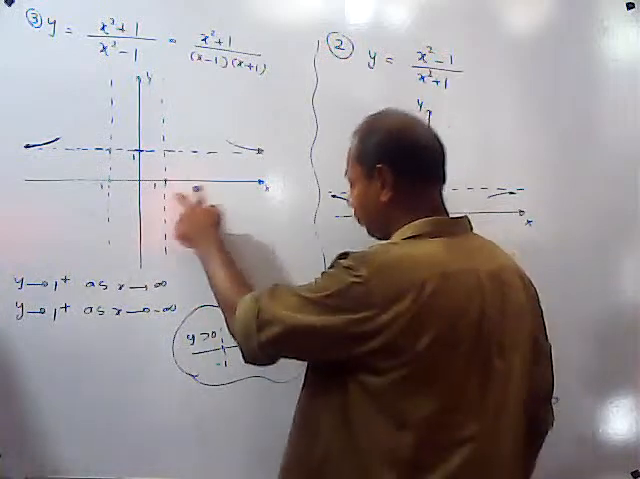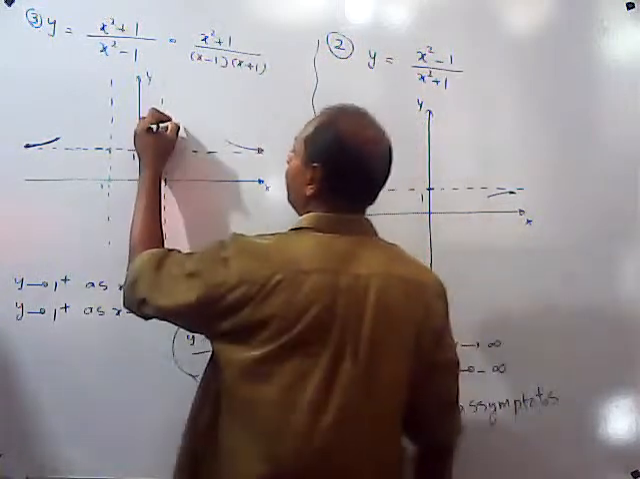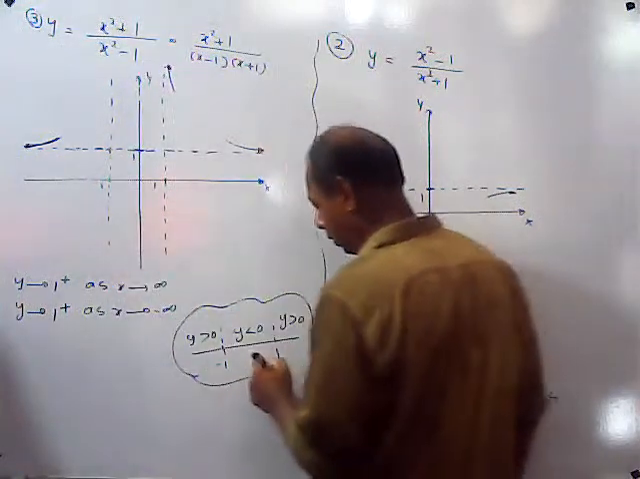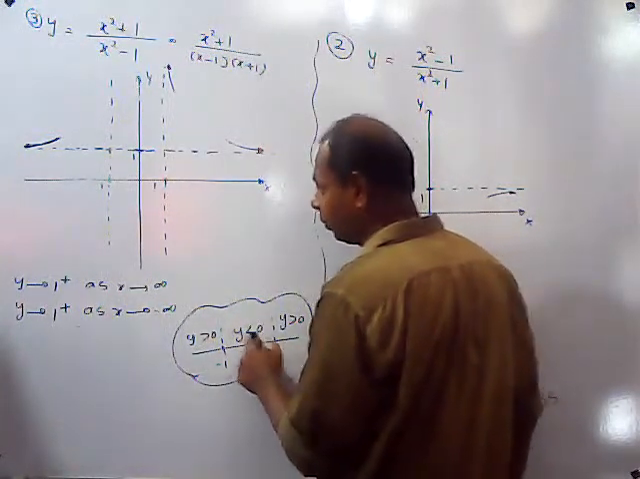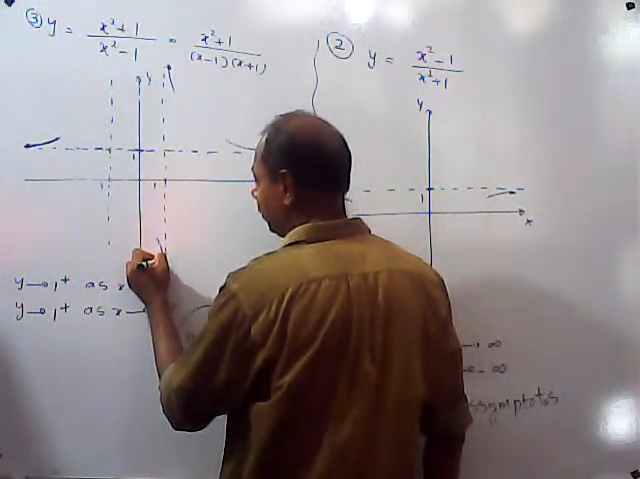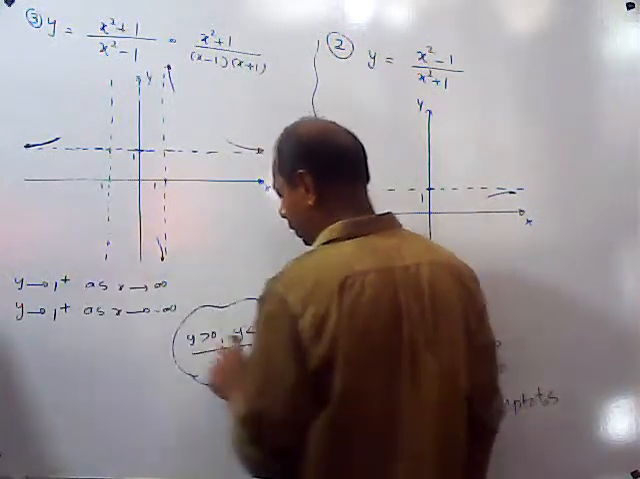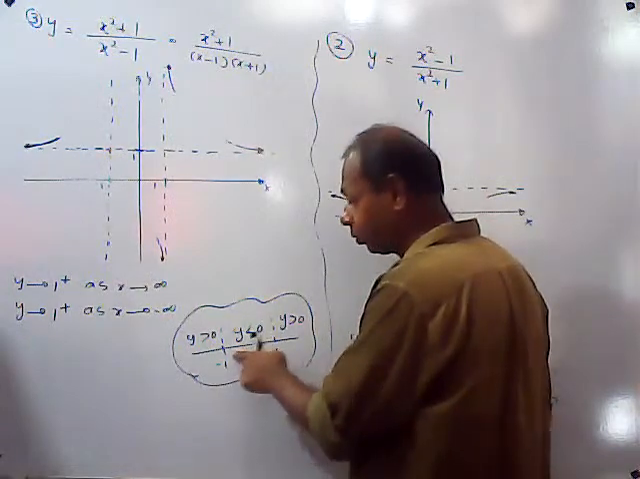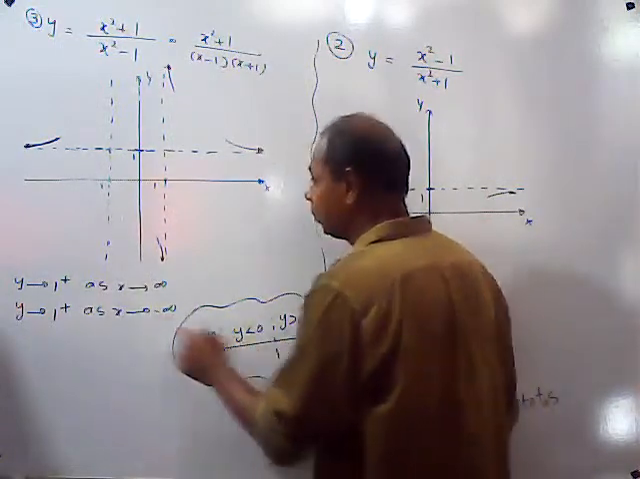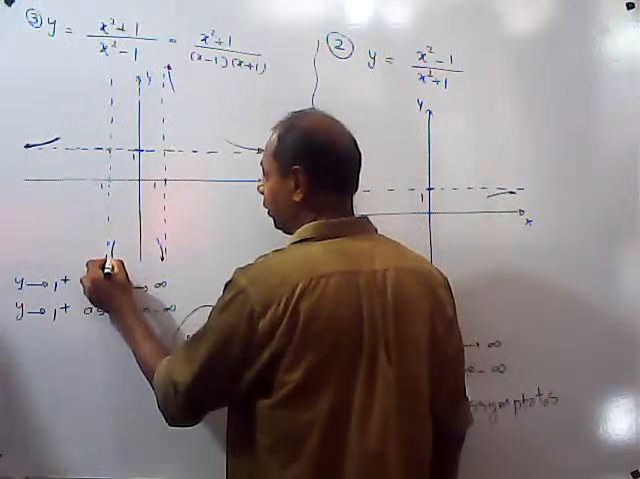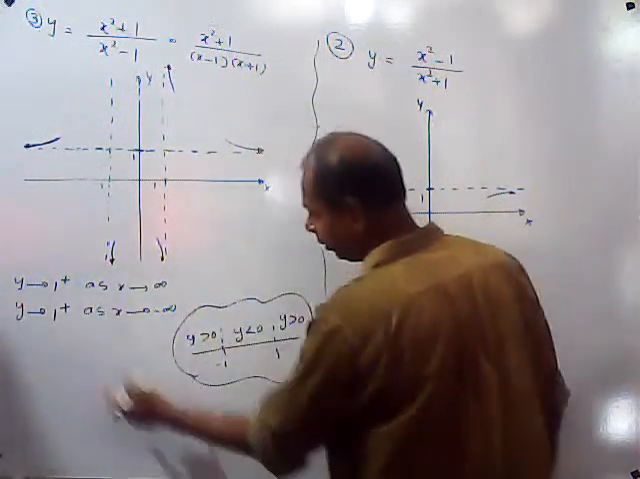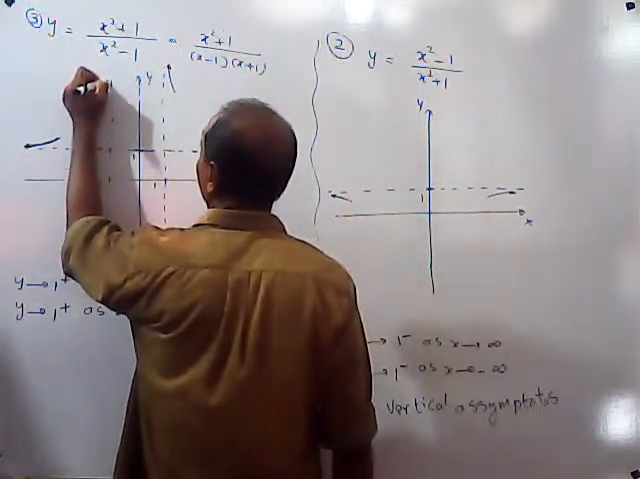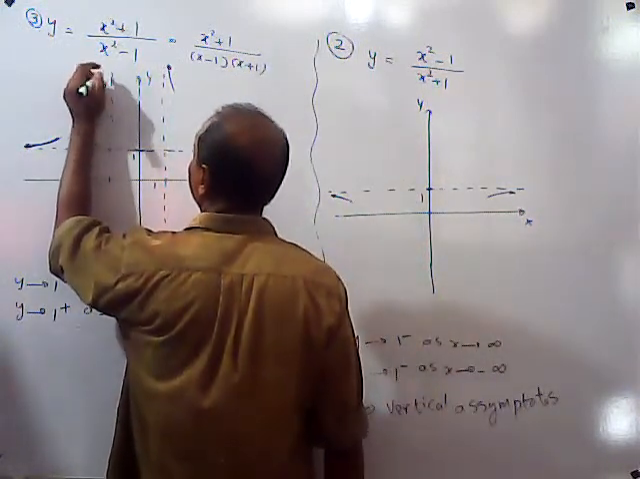So right of 1 it is positive, you go to positive infinity. Left of 1 negative, you go to negative infinity. Again close to minus 1 on the right, negative, will go to negative infinity. And finally left of minus 1 is positive, therefore it will go to positive infinity.